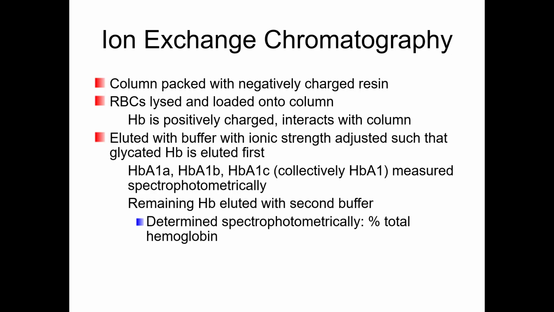Ion exchange chromatography, the column is packed with negatively charged resin. Red blood cells are lysed and loaded into the column. Hemoglobin is positively charged and interacts with the column. It's eluted with buffers with ionic strengths adjusted so that glycated hemoglobin is eluted first. So HbA1a, b, and c collectively measure HbA1, and that's measured spectrophotometrically. The remaining hemoglobin is diluted with a second buffer, and then that is determined spectrophotometrically as well. And then you get your percent hemoglobin.